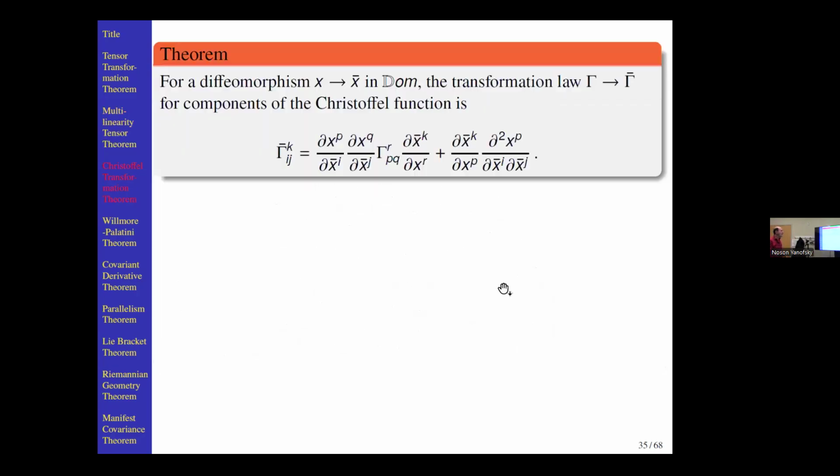Okay, so given a diffeomorphism between two domains, we're interested in how the Christoffel symbols change when you change the coordinates. And this is the standard formula. Gamma bar is determined in terms of gamma by, forget about the second term just for a moment, the usual transformation for tensors with the partial derivatives of the coordinate change down here. But then there's this new thing here.